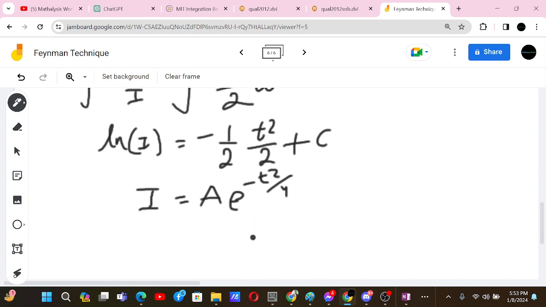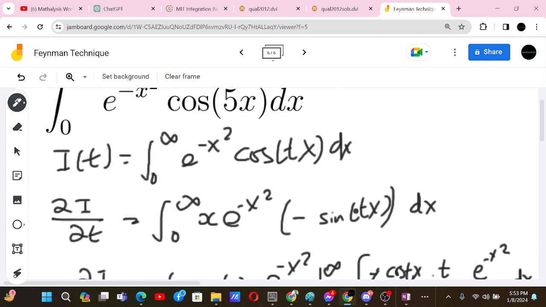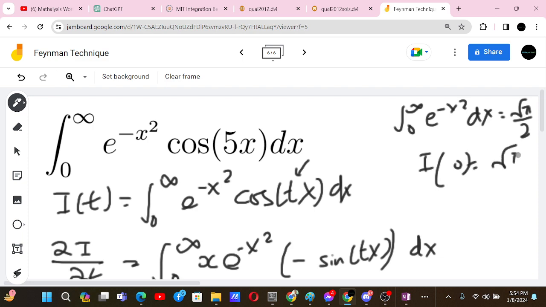Now we know that I of 1 is just root pi by 2. We saw it. Oh no, is it I of 1? It's I of 0, sorry. Why am I writing I of 1? When t is 0, then this is 1. So that's why it is the integral from 0 to infinity of e to the power minus x squared dx. This is root pi by 2. So for that it should be 0. That means I of 0 is root pi by 2.